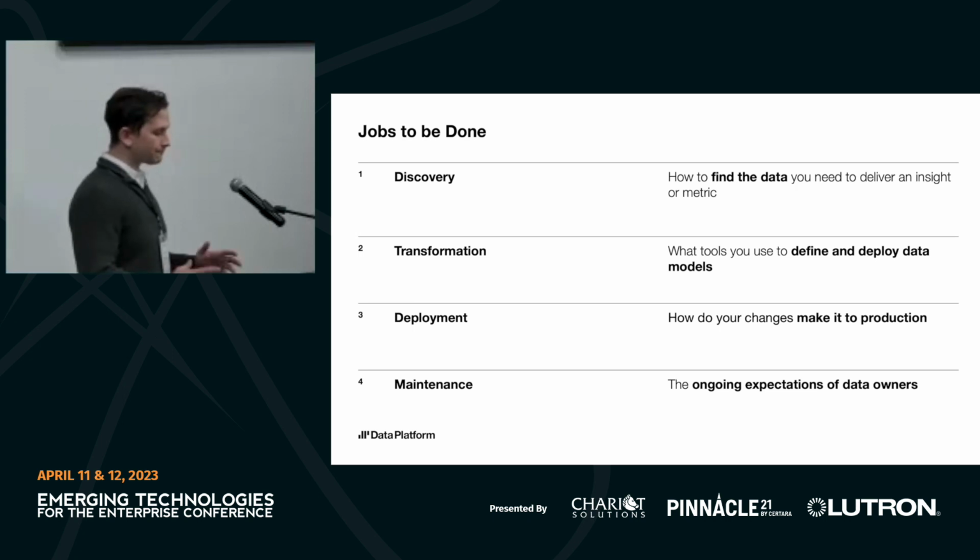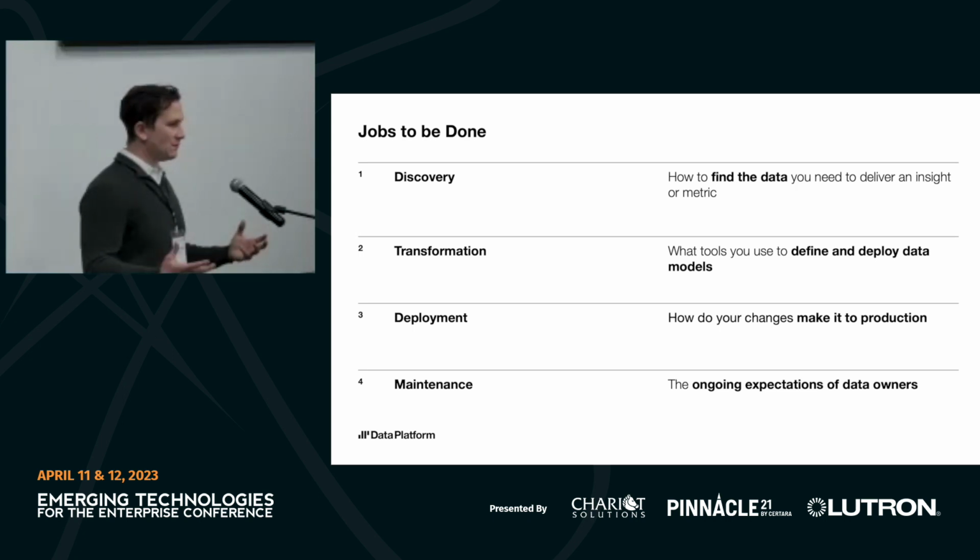Then there's deployment. Deployment is how these changes make it to production. And in a room full of software engineers, we've always had things like linters, formatters, testing suites, and it seems silly to think that these insights pipelines shouldn't have the same things. And finally, there's maintenance. This is the expectations that we have for data owners to be good stewards of their data and make sure that it is meeting the expectations that others have for that data.